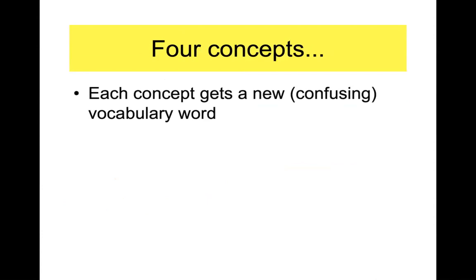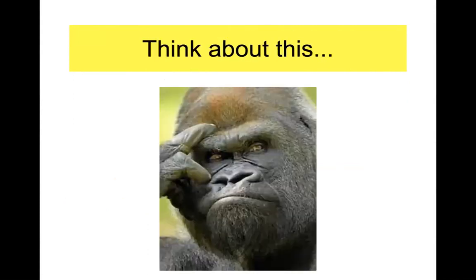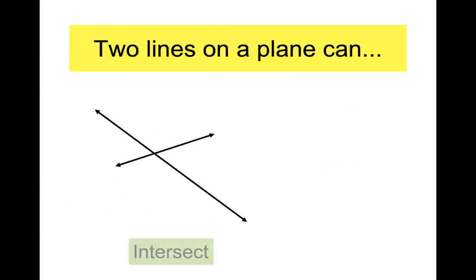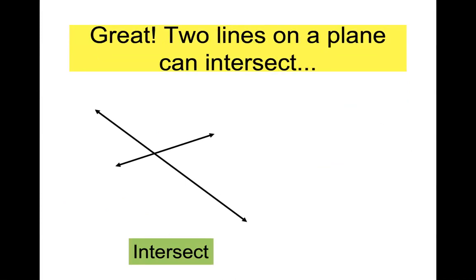Okay, here we go. Before we get to the concepts and the new vocabulary words, think about this. If you have 2 lines on a plane, so a flat surface, if I draw 2 lines, well, clearly they could intersect, right? Or they could be not intersecting, and we would call that parallel. All right, keep that idea in the back of your mind.